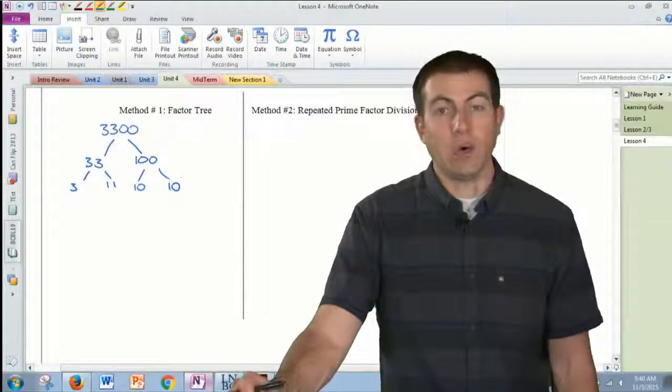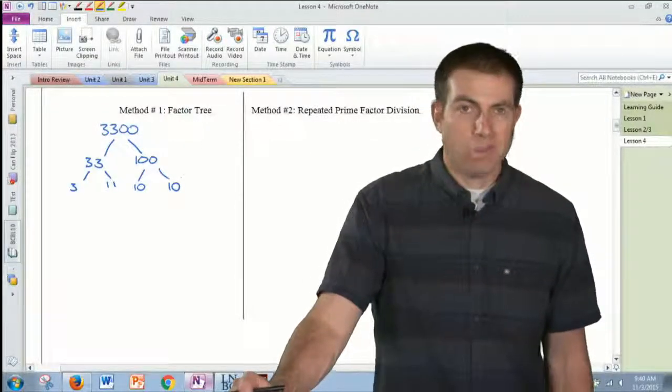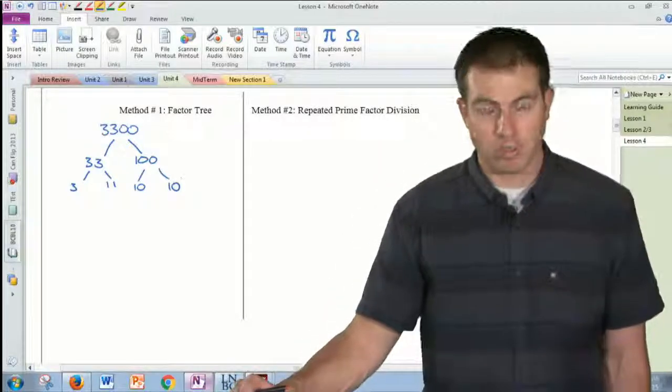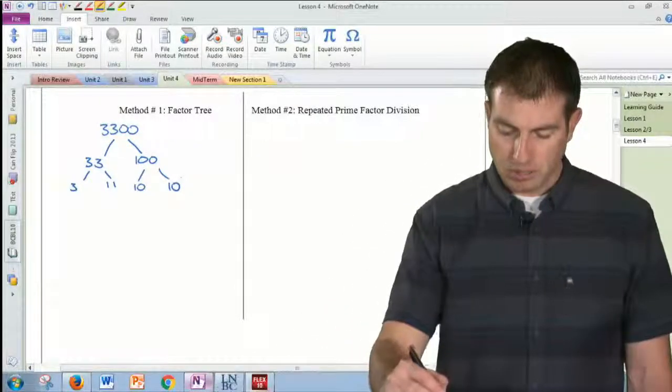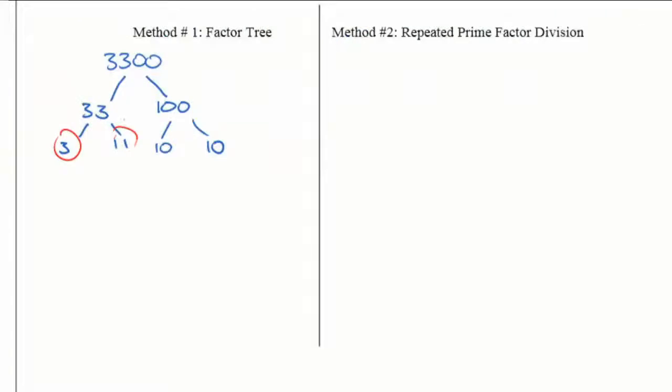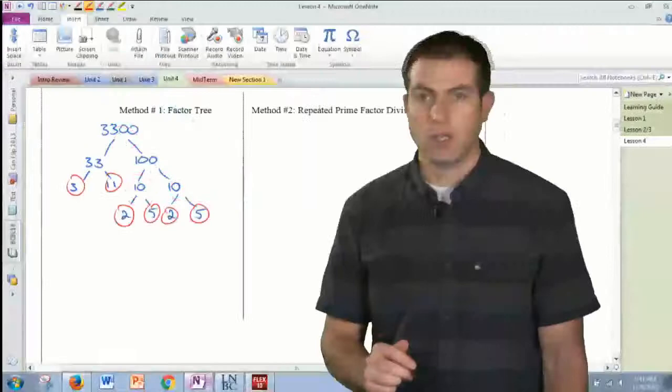Now, I know I'm done when I have a prime number. And prime numbers are only divisible by 1 and themselves. So what are my primes here? 3 and 11 are both prime, so I can stop at those. But 10 is not prime. I can break 10 down further into 2 and 5, and I'll do the same thing here, 2 and 5. Now this is done. These are all prime numbers, and I can't break it down any farther.